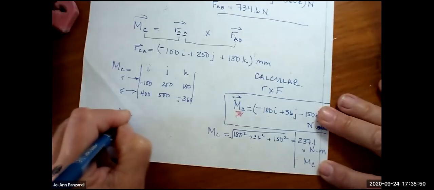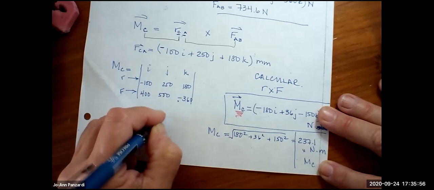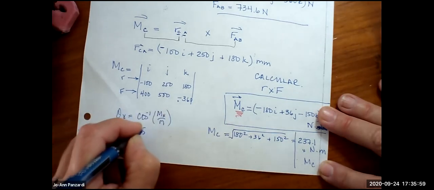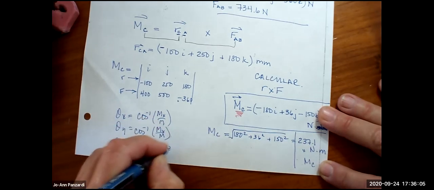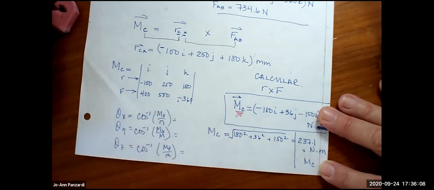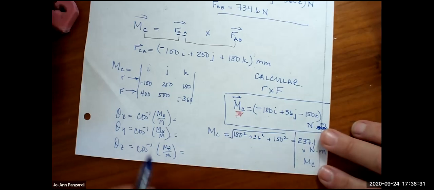So can we find the direction angles here? It's the inverse cosine of Mx over M. Inverse cosine of My over M. And the inverse cosine of Mz over M. And let's find those. I don't know if I have them, so you guys have to find them. Yeah, I thought I did the problem, but maybe I didn't.